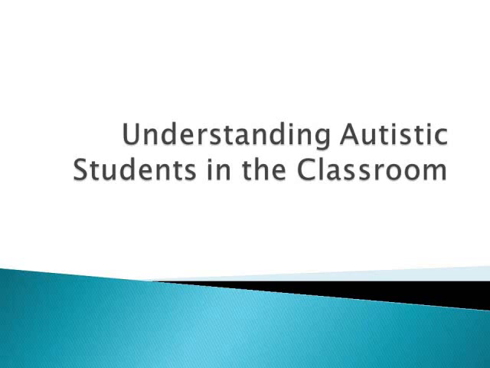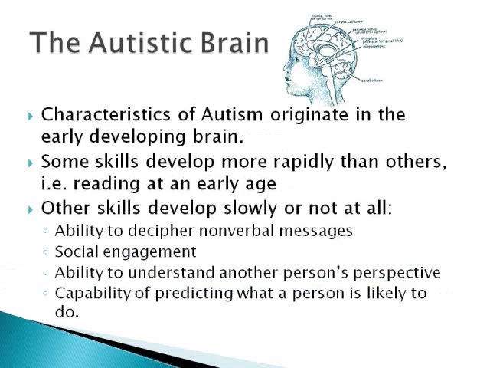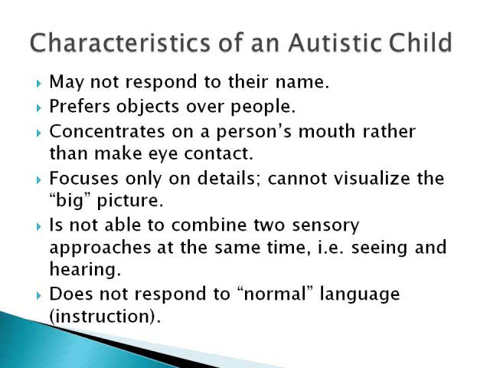Today we're going to talk about understanding autistic students in the classroom. We'll begin with the autistic brain. Characteristics of autism originate in the early developing brain. Some skills develop more rapidly than others, such as reading at an early age, while other skills develop slowly or not at all. These may include the ability to decipher nonverbal messages, social engagement, the ability to understand another person's perspective, and the capability of predicting what a person is likely to do.